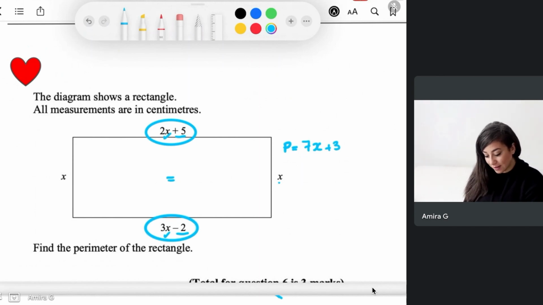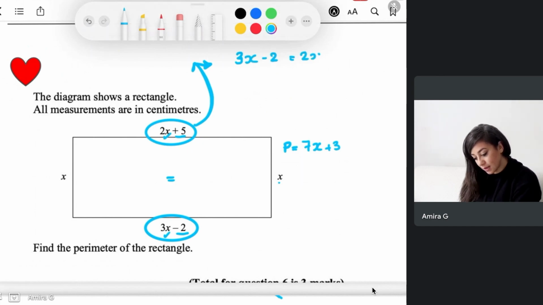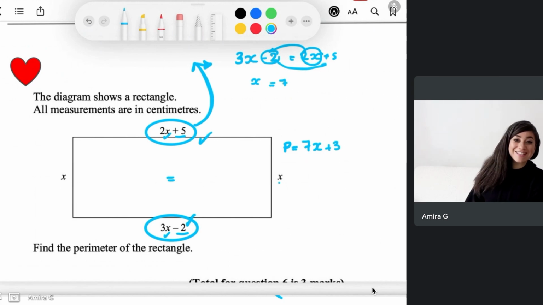So let's do that on the side. Let's say 3x minus 2 equals 2x plus 5 because these two are equal. Now rearrange. Equals 7. So x equals 7.